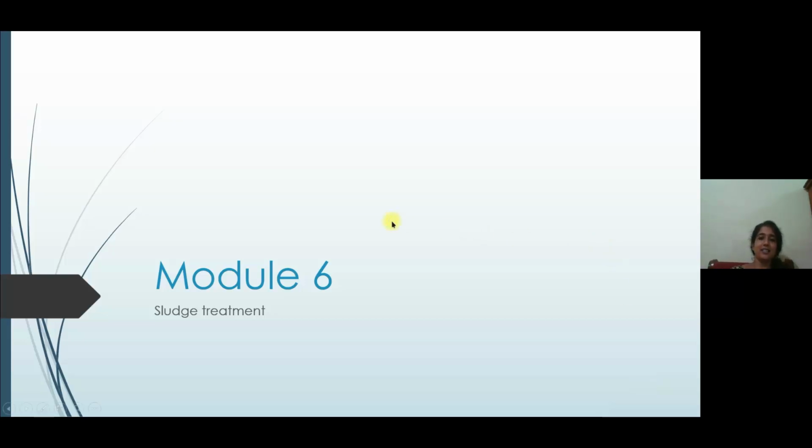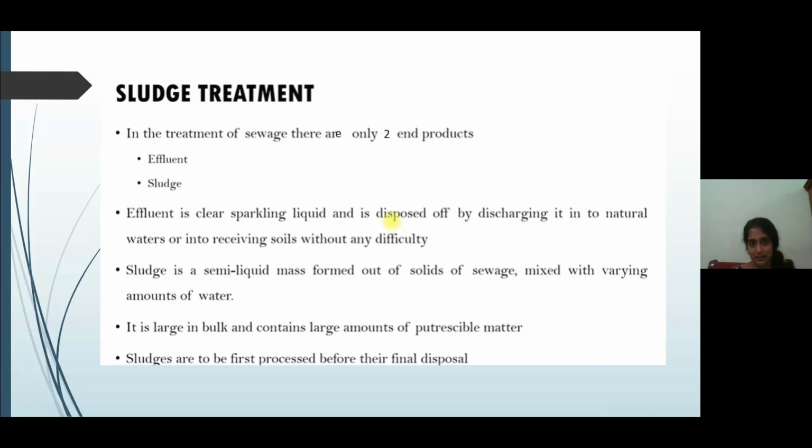It is very important that we treat the sludge that is collected from our initial treatment units like the primary sedimentation tank, secondary sedimentation tank, activated sludge process, filtration tanks, etc. In the treatment of sewage, there are only two end products. The first one is effluent, the second one is sludge. The effluent will be directly disposed of into surface water or natural streams. It will not make a problem.